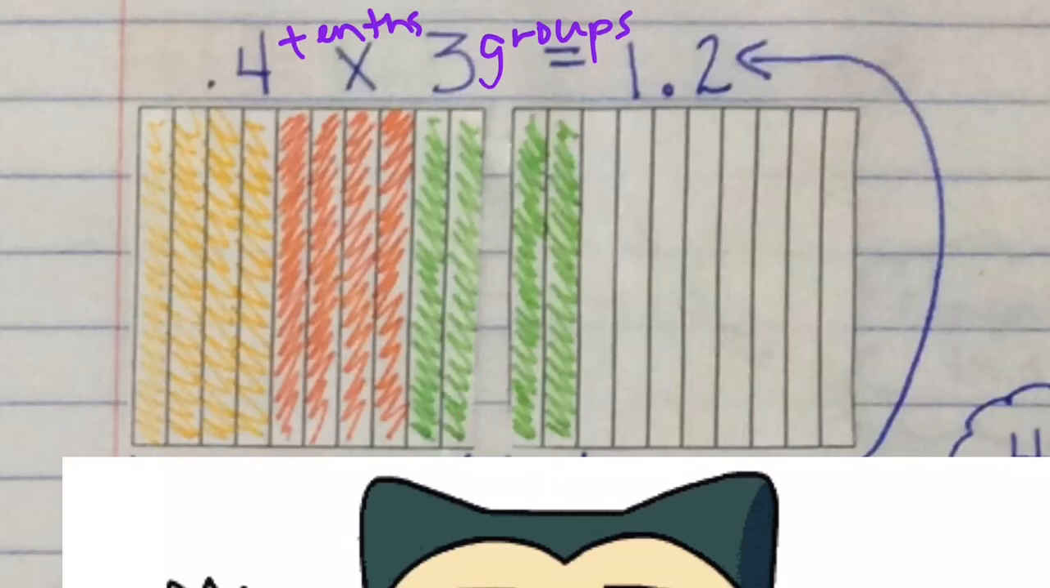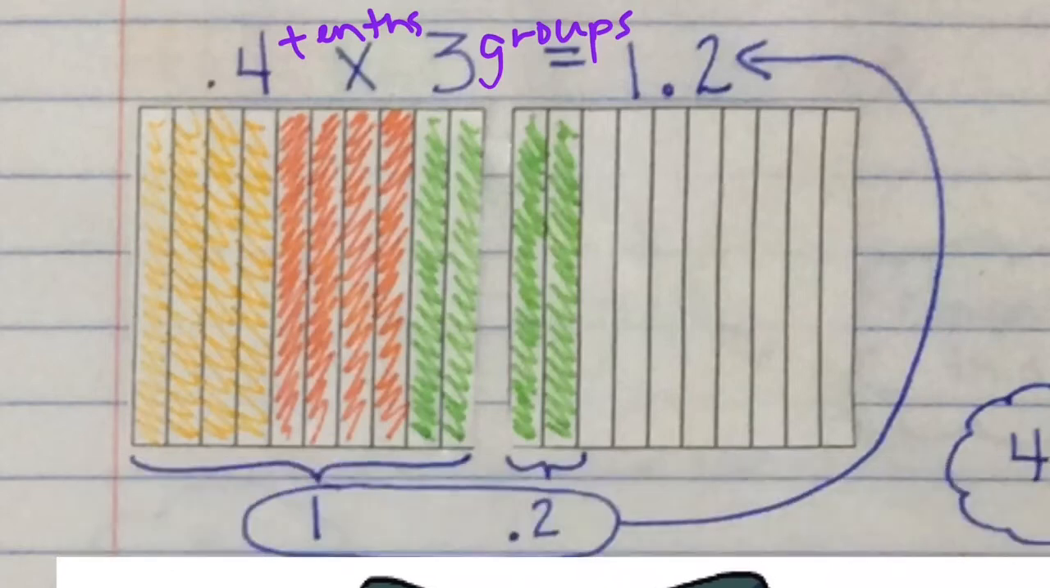So when we count all of these, we've got 10 of them, because we have a whole block colored in, plus 2 more tenths. So that gives us 1 whole and 2 tenths. Put that together as a number, and we've got 1 and 2 tenths. Pause it here and get all of that copied down.